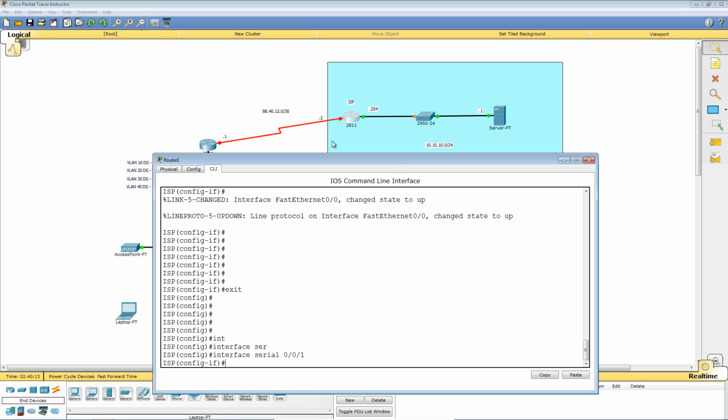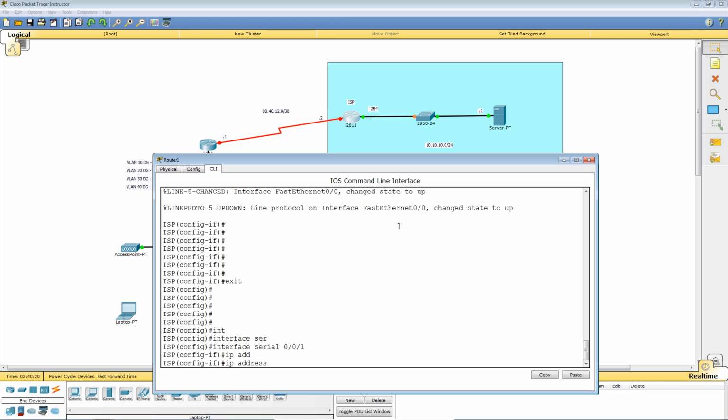Again, if you're not sure, you just hover over the button and you'll see which serial link it is. I'm going to put an IP address of 88.40.12.2. Nice Class A public IP address with a /30 mask, so that's 255, 255, 255, and the 6 bits from the 4th octet. The first 6 bits gives us 252.